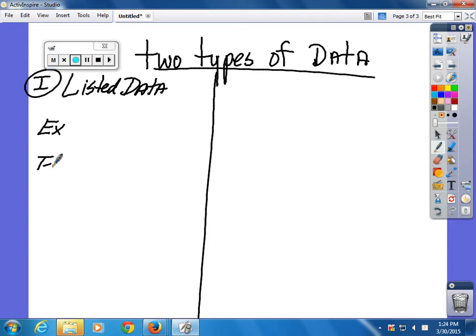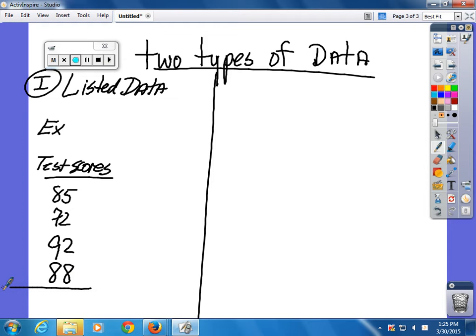Test scores for last semester or this semester or whatever: 85, 72, not 36. I'm going to make a bad grade that fast. 92, 88. And what do we do to find the average? Add them up, total, and divide by, take the total and divide by what? N, which is 4, and that will give you your average. Now everybody's used to doing that.